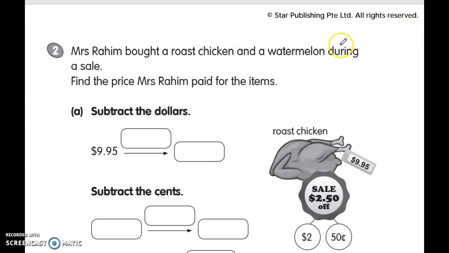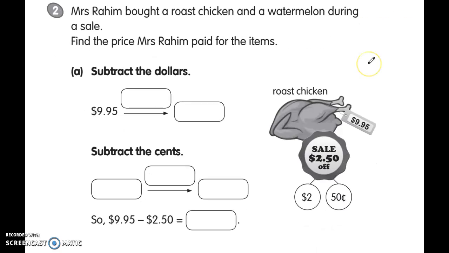Okay, Mrs. Rahim bought a roast chicken and a watermelon during a sale. Find the price Mrs. Rahim paid for the items. Let's look at this roast chicken. There is a sale going on which is $2.50 off. And they already show the number bond for you to split dollars and cents.